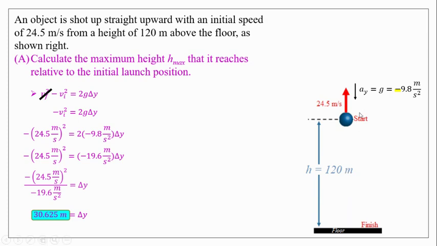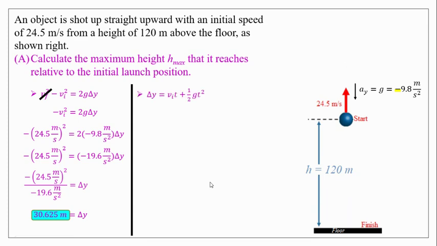Okay. So according to the diagram, it suggests that the object will rise a distance of 30.625 meters before it actually turns around relative to where it was launched. So watch my cursor. It's going to rise, slow down, eventually come to a stop. So by the time it stops, it has risen a distance of 30.625 meters.